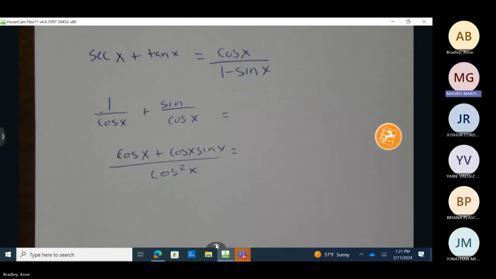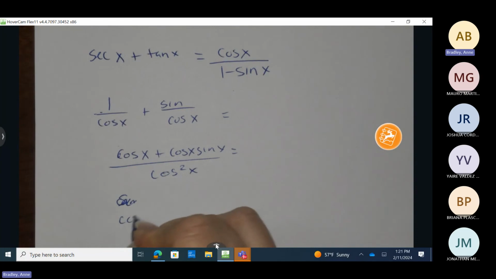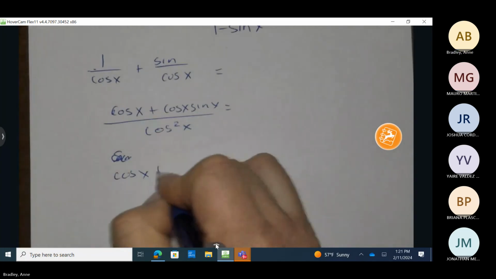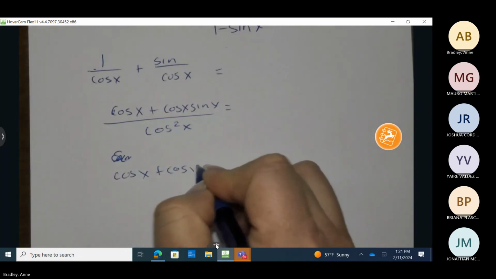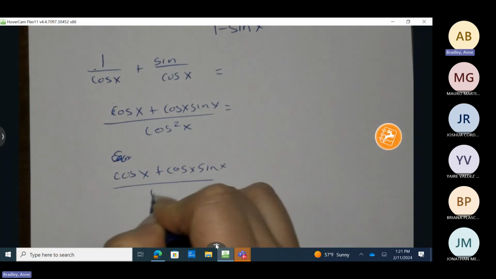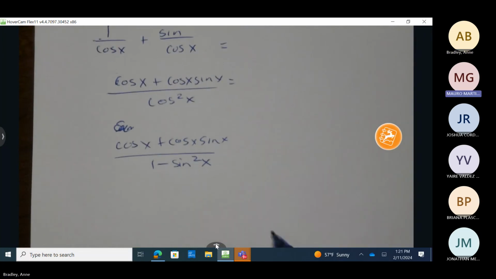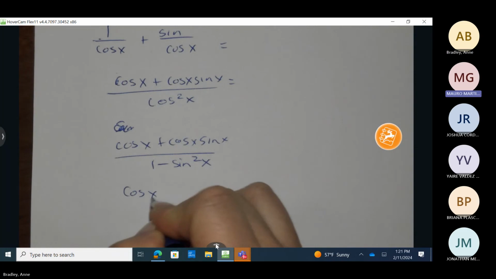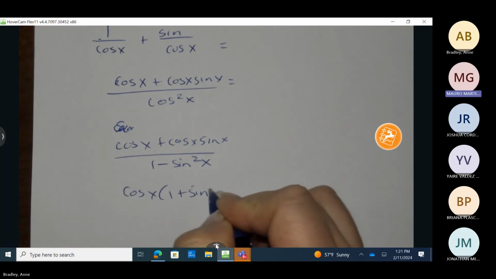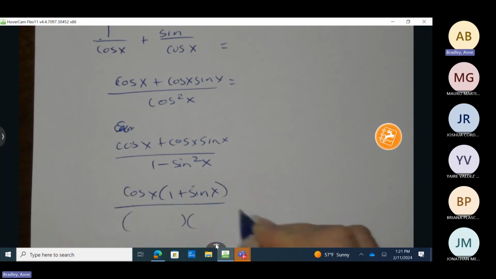And cosine squared, I just rewrote that as 1 minus sine squared. Okay, hold on 1 second. Cosine of x plus cosine sine of x. This is 1 minus the sine squared x. Okay. And then I factored by a cosine on top, so I had cosine times 1 plus sine. Okay, keep going.